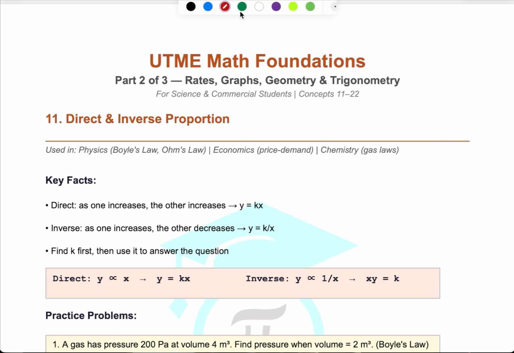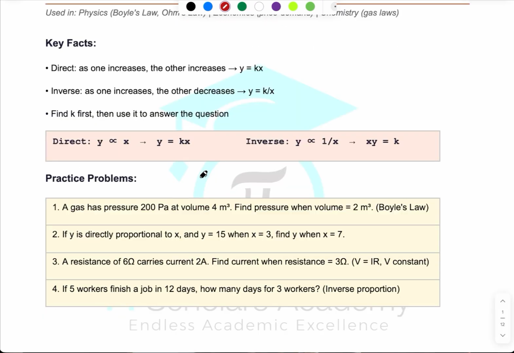And the first one is direct and inverse proportion. These videos are in parts, so you can check the playlist for part one. Now, the first thing is you are going to be tested majorly on direct and inverse variation. And it's not going to be one question, it's going to be at least 10 to 12 questions that you will be tested on direct and inverse proportion. So how do you go about it?